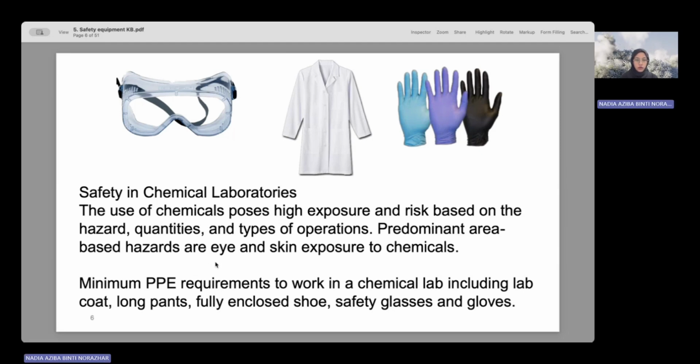So the minimum PPE requirements to work in a chemical lab include a lab coat, long pants, fully enclosed shoes, safety glasses, and gloves. For the long pants, since a lab coat is typically a knee-length design, it does not completely protect the lower part of our body. So we have to wear long pants to completely cover our whole body from coming in contact with all the hazardous chemicals.